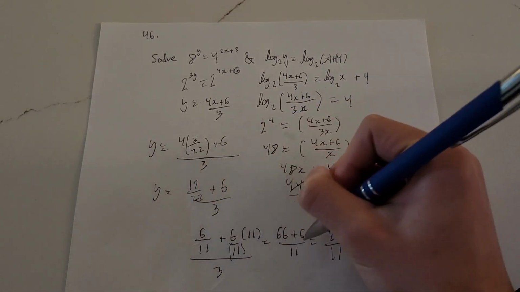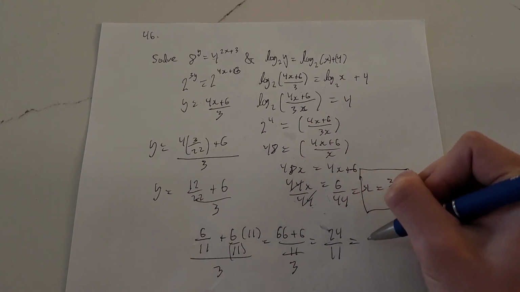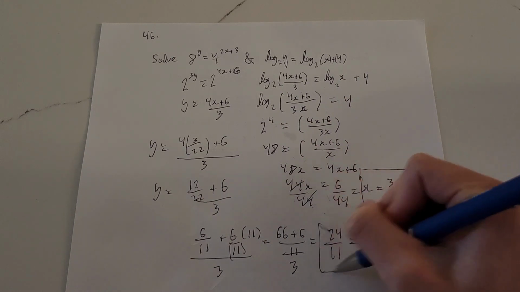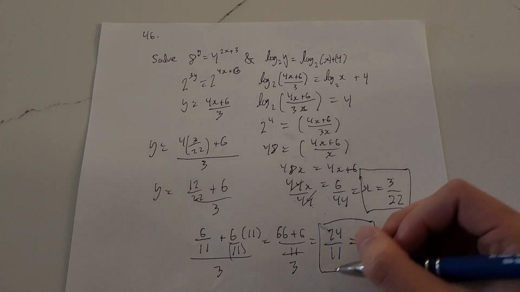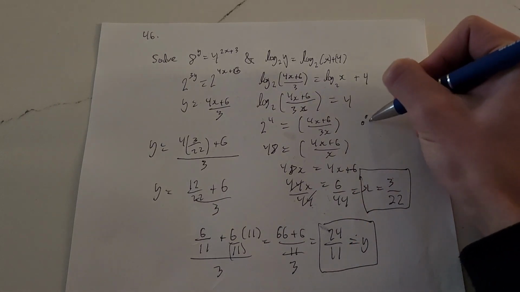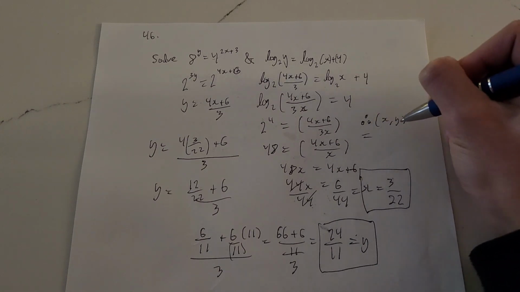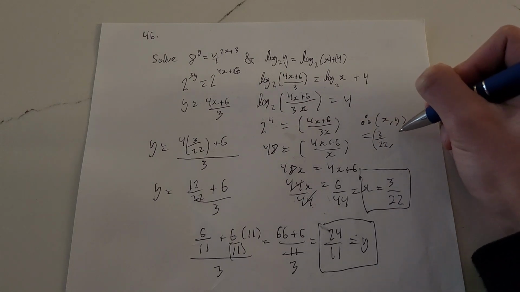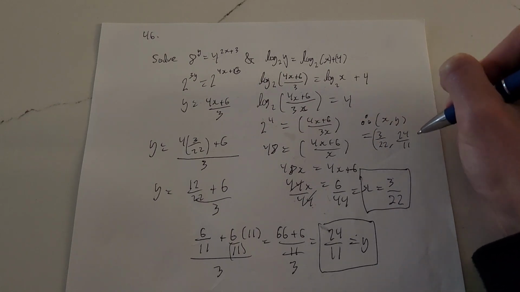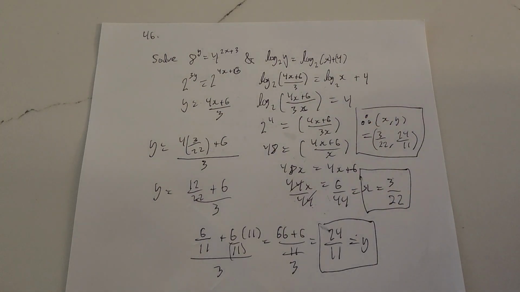Assuming that these are all divided by 3. And once you're done simplifying, your answer is going to equal 24 over 11. So if this is your x and this is your y, the way you would write your answer is x, y is equal to 3 over 22 and 24/11. And this is therefore your final answer for the simultaneous equation in question number 46.